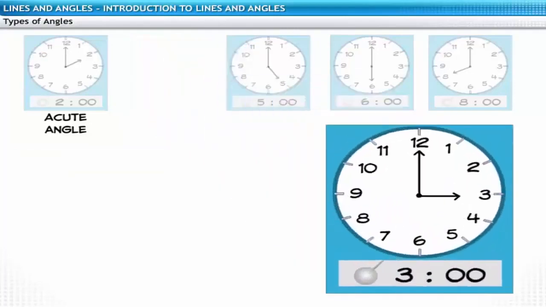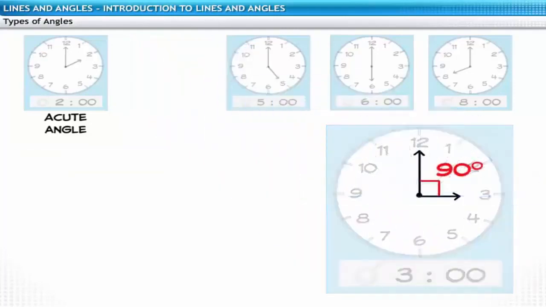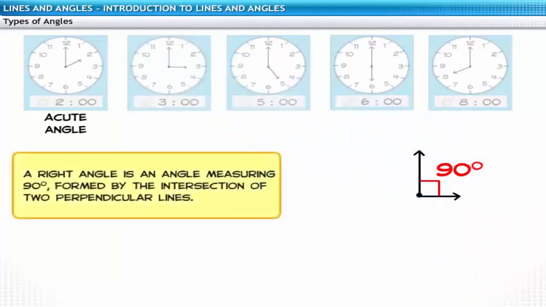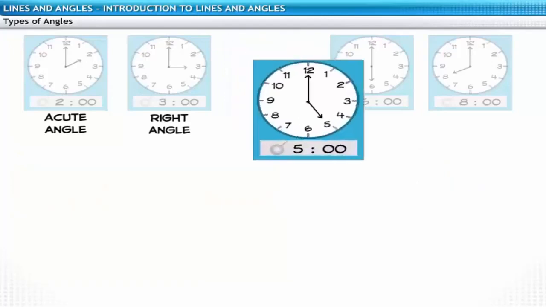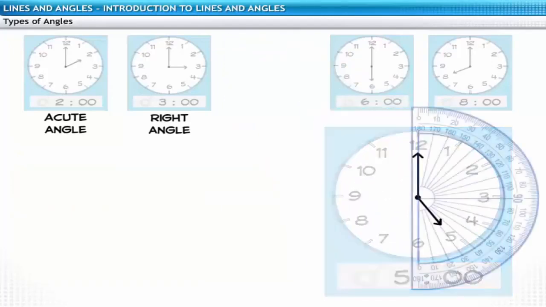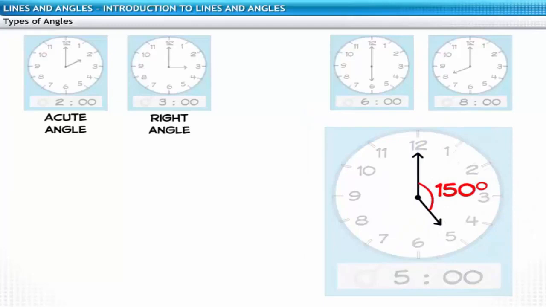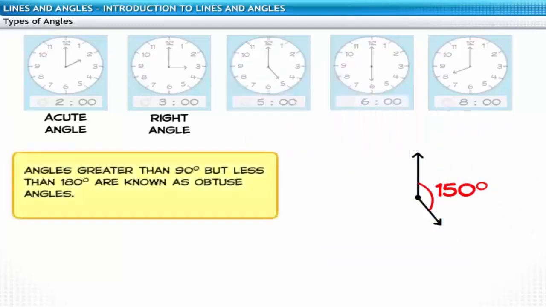When it is 3 o'clock, the rays form a 90-degree angle. A right angle is an angle measuring 90 degrees. It is formed by the intersection of two perpendicular lines. Similarly, at 5, the angle formed is 150 degrees. Angles greater than 90 degrees but less than 180 degrees are known as obtuse angles.